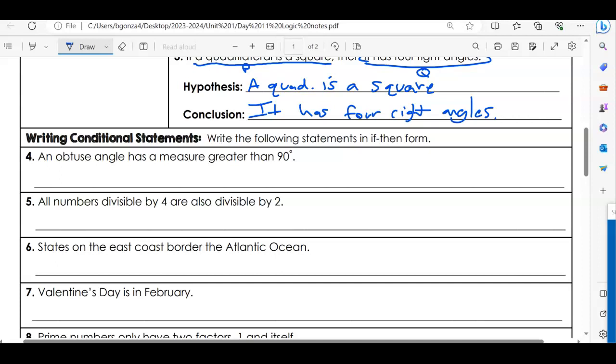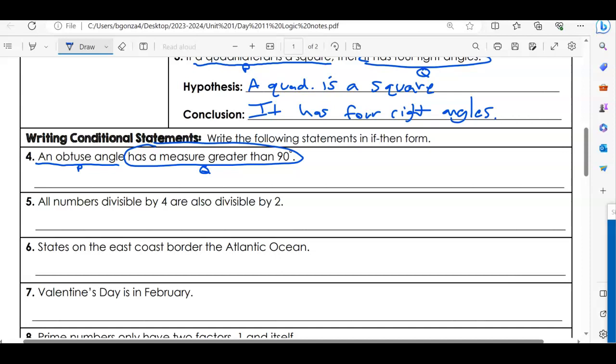The first one is an obtuse angle. Go ahead and underline that. An obtuse angle is your hypothesis. And then "has a measure greater than 90" is your conclusion. Now, not all you have to do, but the big part of what you have to do is put if and then, okay?